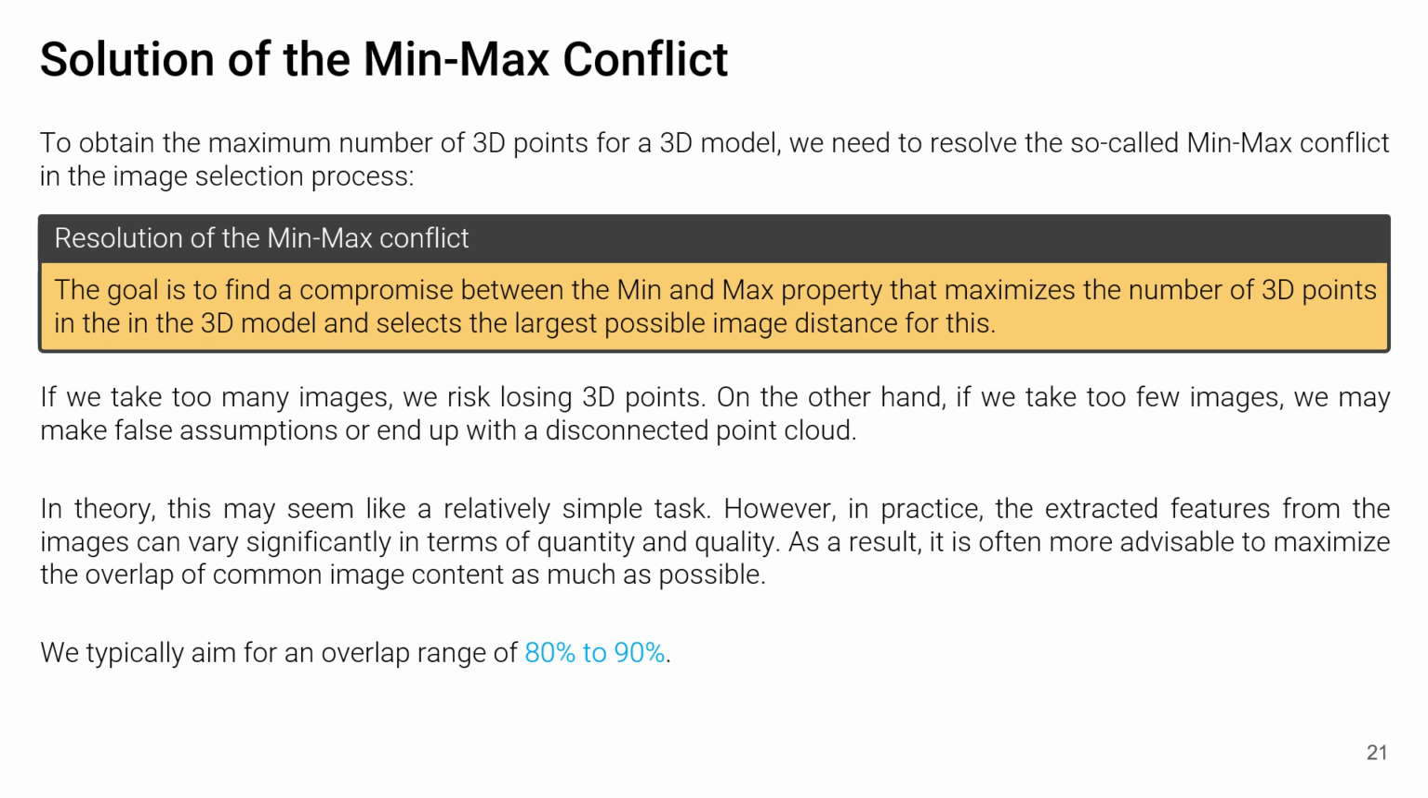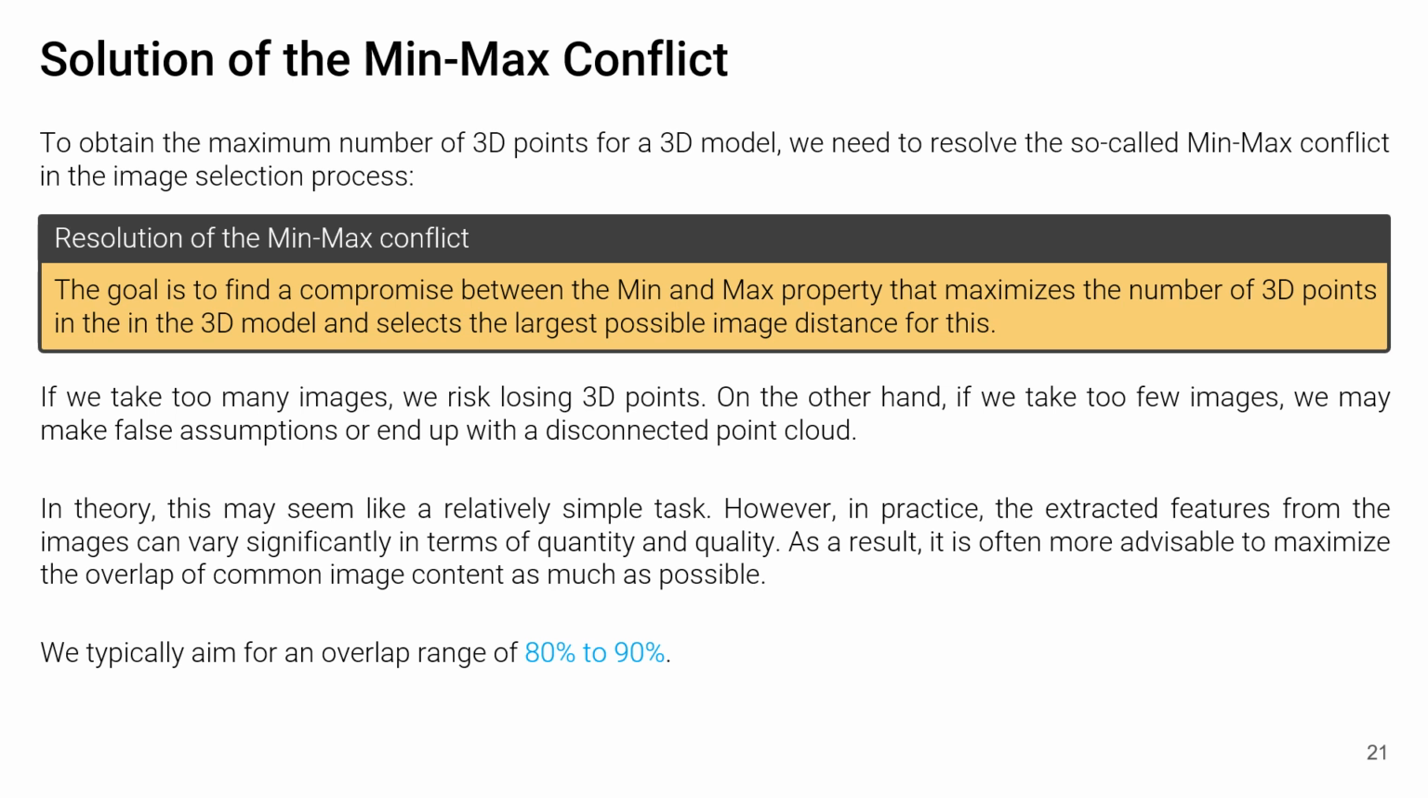To address the conflict, we need to find a balance between the number of images and the image distance. On one hand, we want to include enough images to capture sufficient visual information and ensure accurate 3D reconstruction. On the other hand, we want to maintain a significant overlap between the images to maximize the number of 3D points. One possible approach is to carefully select a subset of images that strike the right balance.